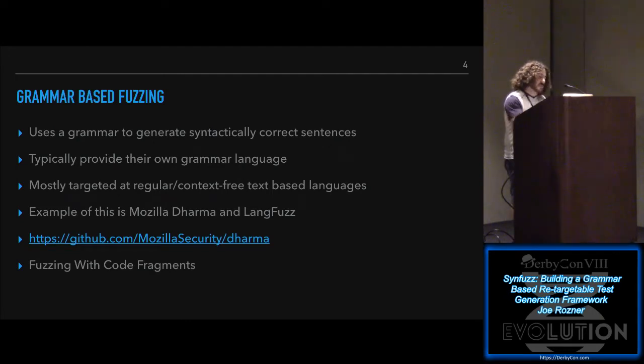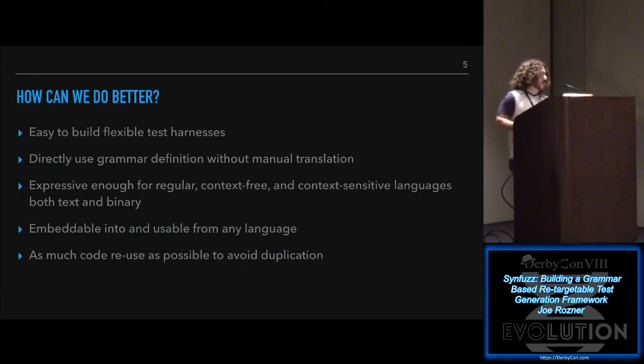They're also typically limited to context-free or regular grammars, specifically with text-based input. And this is great if that's what you're looking to test. But if you're trying to do binary file formats or network protocols that are all binary-based, you're typically pretty limited in what you can do with these tools because they just don't give you the freedom to express that language. So what can we do to do better?